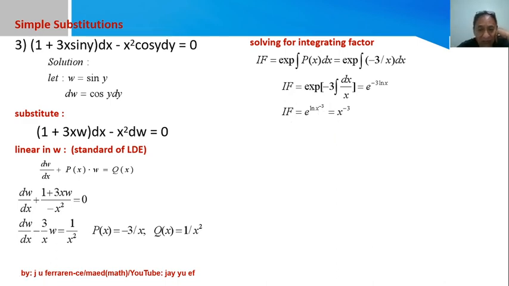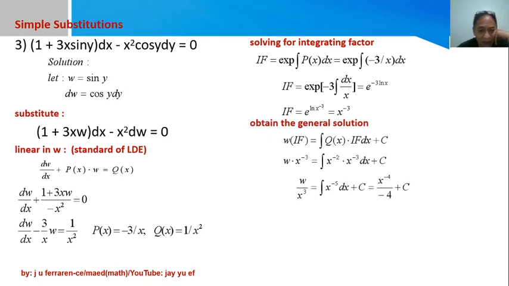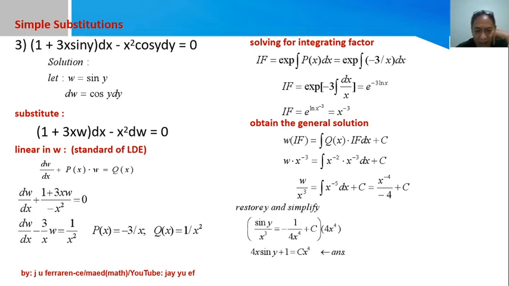Then the general solution can be taken. This is linear in w, so it's w times the integrating factor, which is equal to the integral of the q of x, which is x to the power minus 2, times the integrating factor, which is x to the power minus 3, and dx, then plus c. This is taking a new expression: their product, which is x to the power of negative 5, then dx. I can bring this down to change the power to positive. That's my w. Integrate.